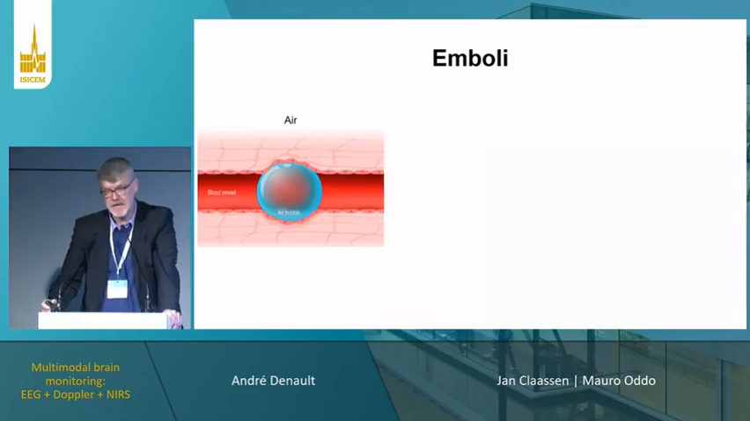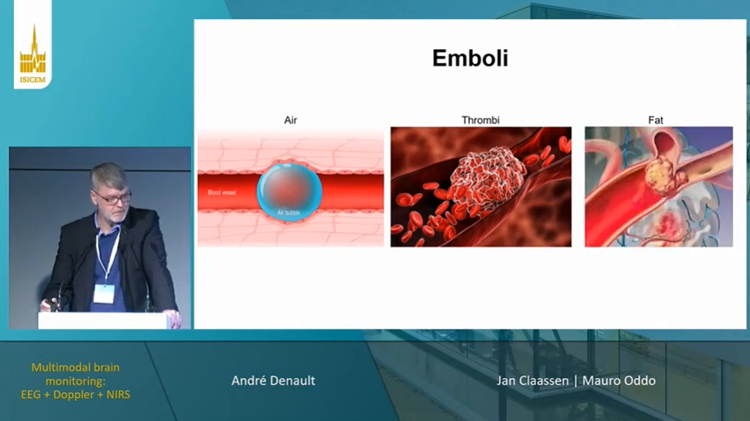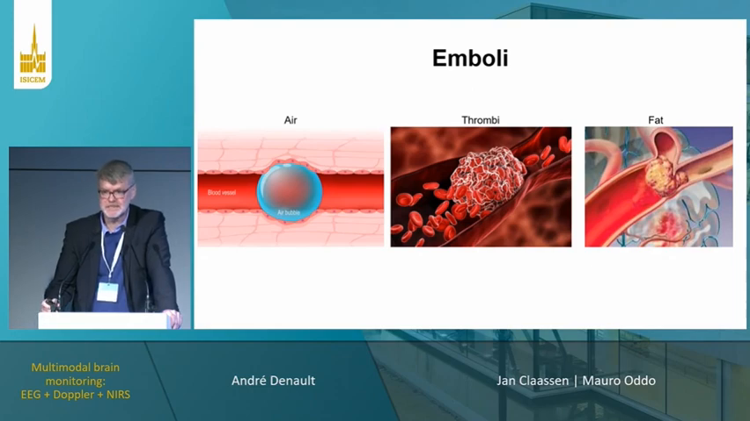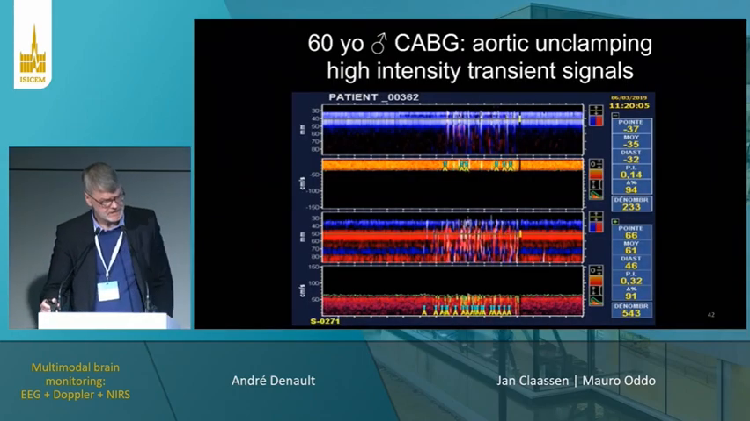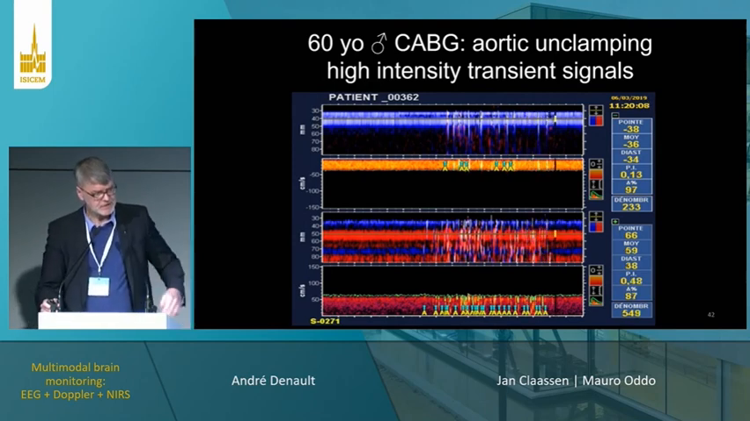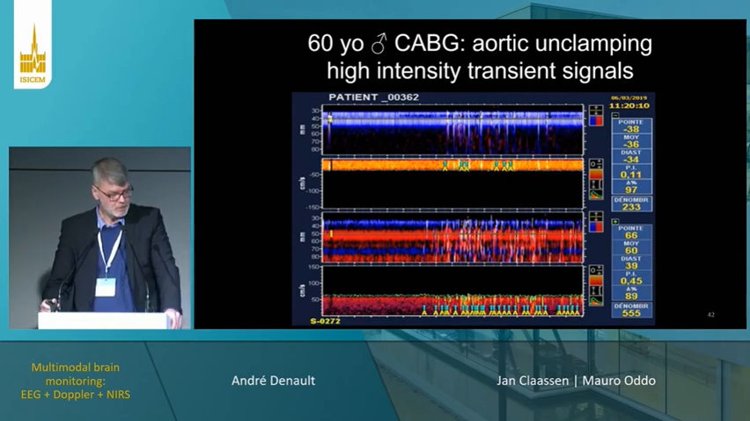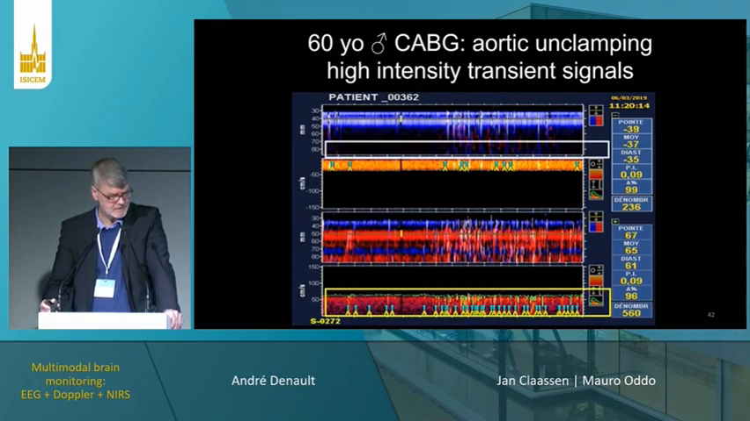So the emboli can be air, but it can also be thrombi, and also can be fat. And with the transcranial Doppler, you cannot necessarily make the difference which one it is. So let me give you an example. This is a patient, and often as we unclamp, we'll see these signals. We call it the high intensity transient signal, or HITS.